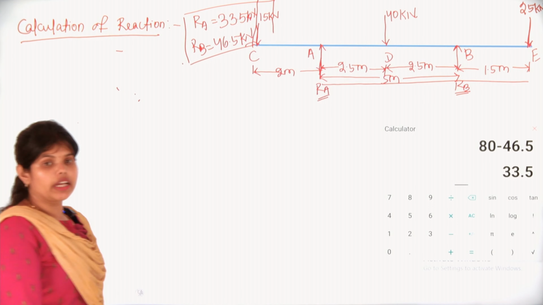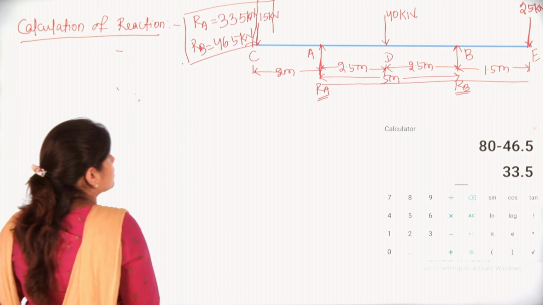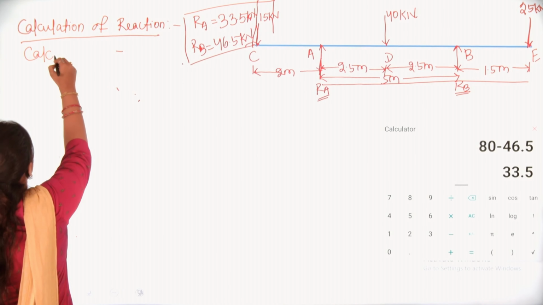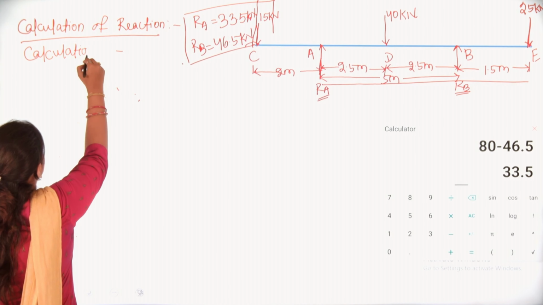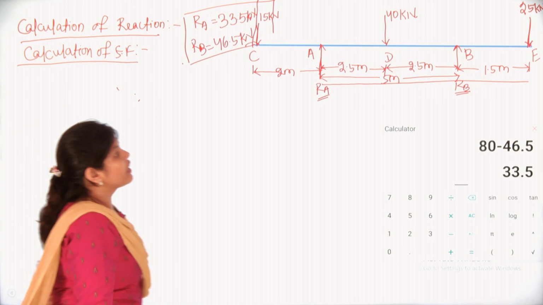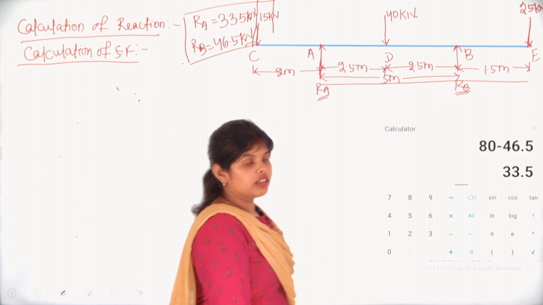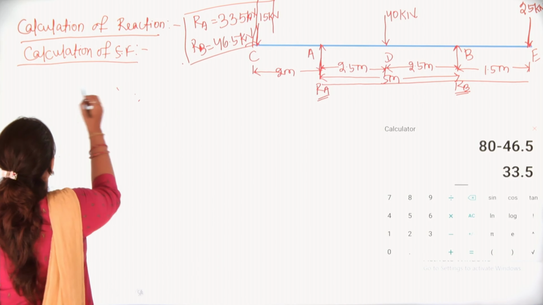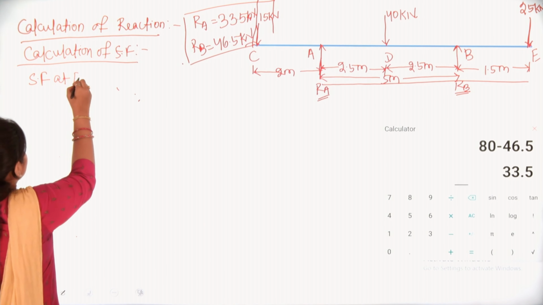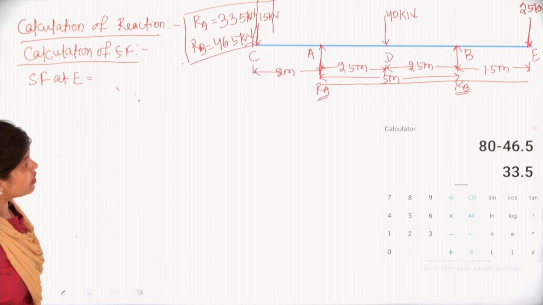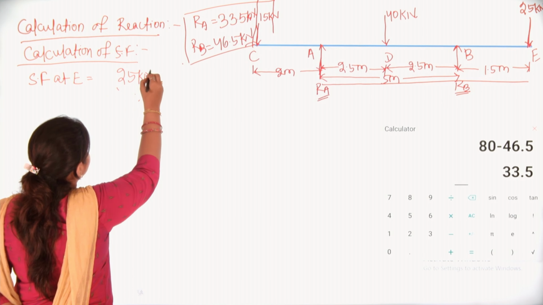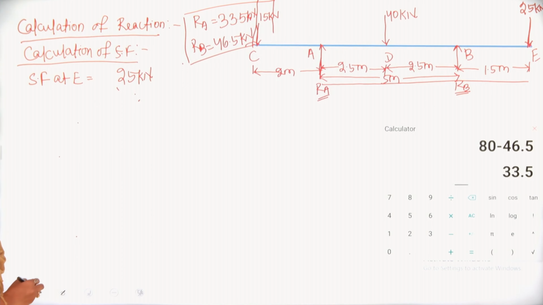Now we will calculate shear forces. So first go for calculation. We will calculate from point E. So first at point E, shear force at E, it will be what? 25 kilonewton and it is in positive sign.